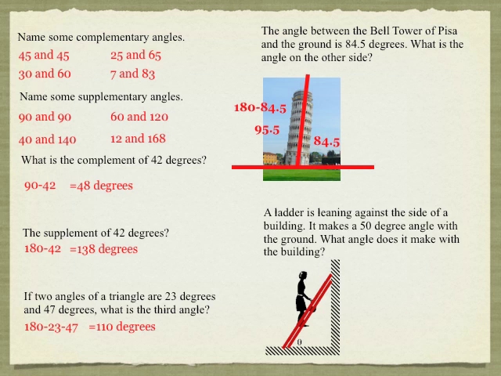Okay, let's say that we have a ladder leaning against the side of a building. It makes a 50-degree angle with the ground. What angle does it make with the building? What shape do you see there? Okay, we've got a triangle. So we know that guy is 50. That's a right angle. That's 90 degrees. So we do know that angle. So we have 180 minus 50 minus 90 would mean that top angle is 40 degrees.